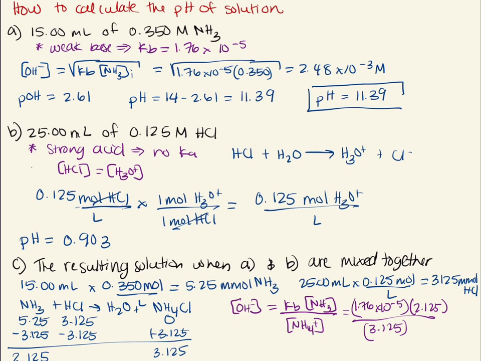So this gives me 1.1968 times 10 to the negative 5. Now I can negative log that to get a pOH of 4.92. And then I can subtract from 14 to get a pH of 9.08. So you can see that when you are combining two solutions, you approach it in the same way that you do a titration problem. Calculate the millimoles of each, figure out where you are on a titration curve.